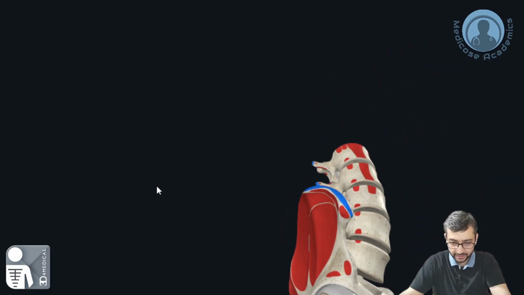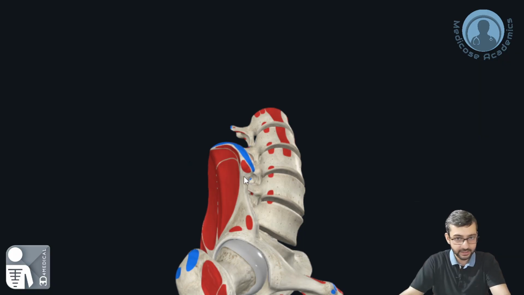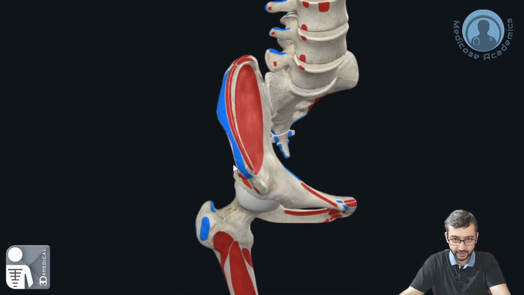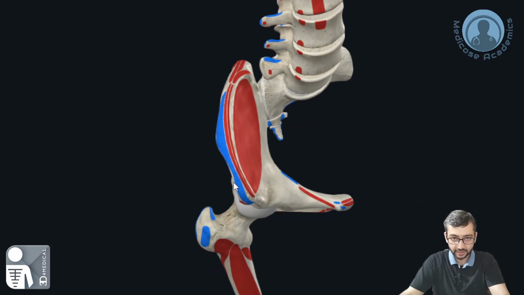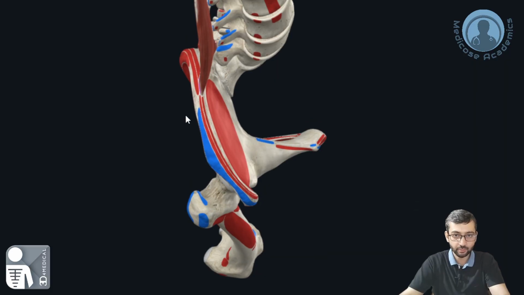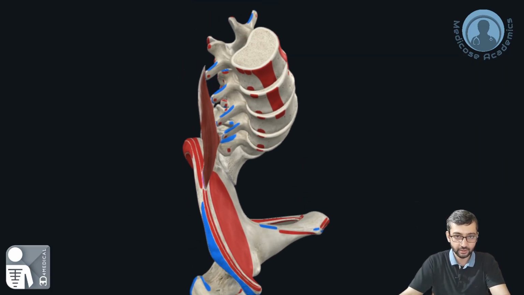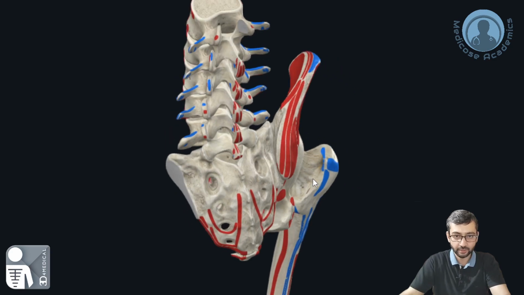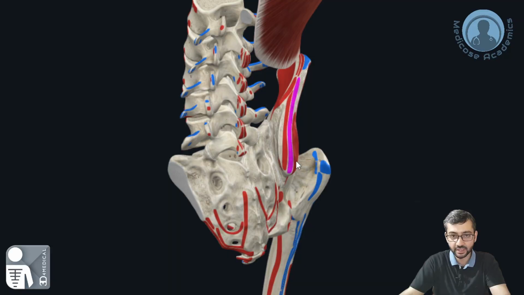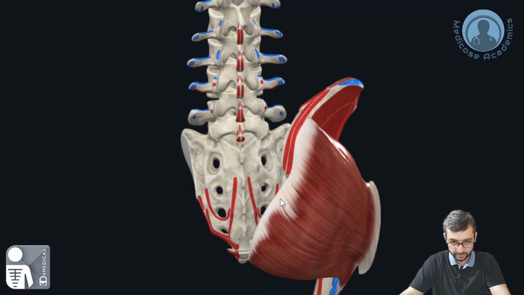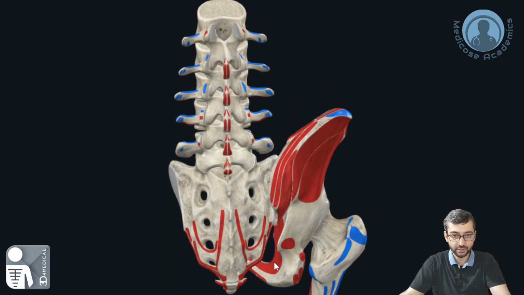On the outside we did this: the anterior superior iliac spine, the external oblique, the transversus abdominis, the internal oblique, the quadratus lumborum muscle, and we did this on the back. If we see, we did erector spinae, latissimus dorsi, and gluteus maximus. Let us move on to the outside.